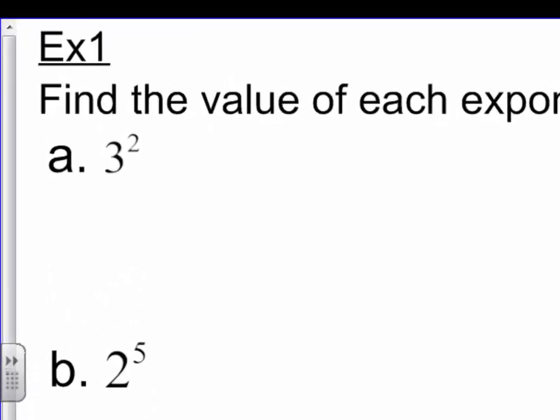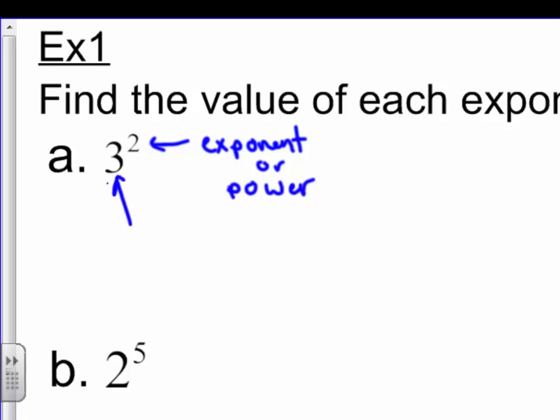So in example one, we take a look at exponents here. It says find the value of each exponential expression. In A, we have 3 squared. First thing we want to take a look at, the little 2 there is our exponent, or we refer to it as the power. Either one is fine. The larger number there, the 3, that is our base.